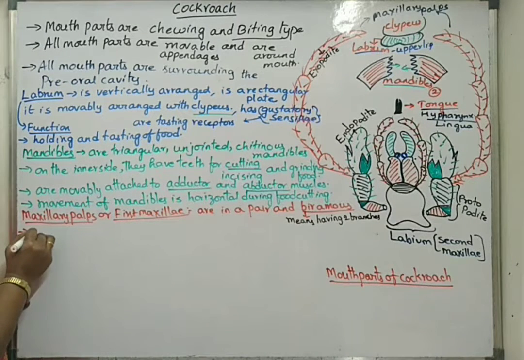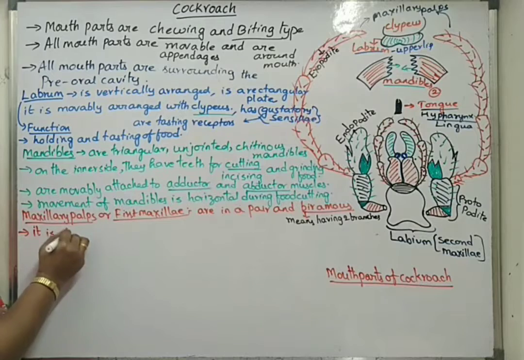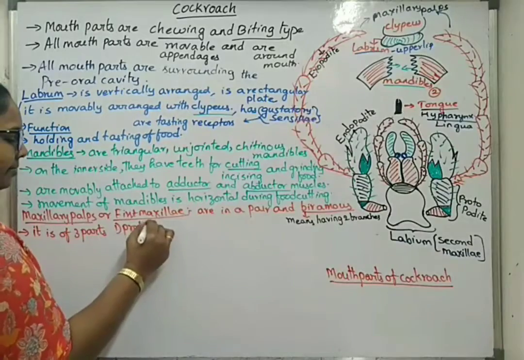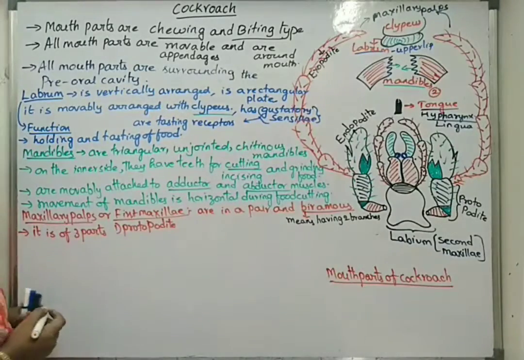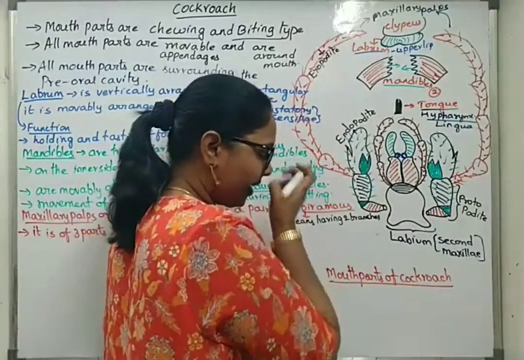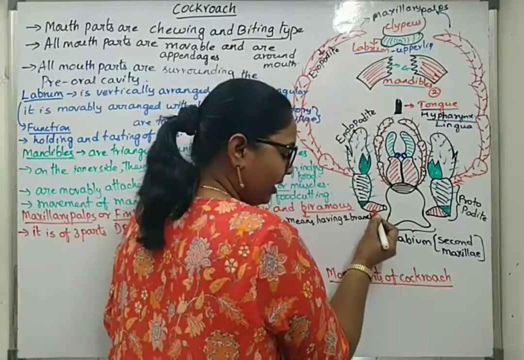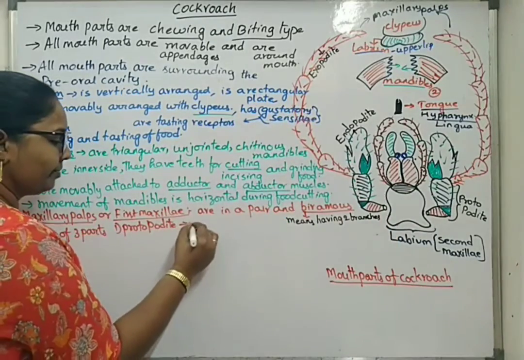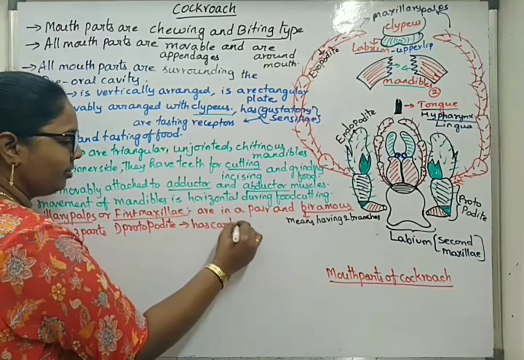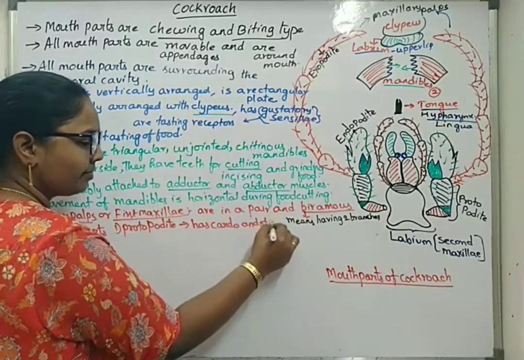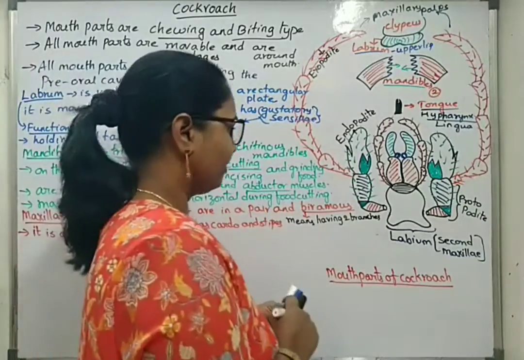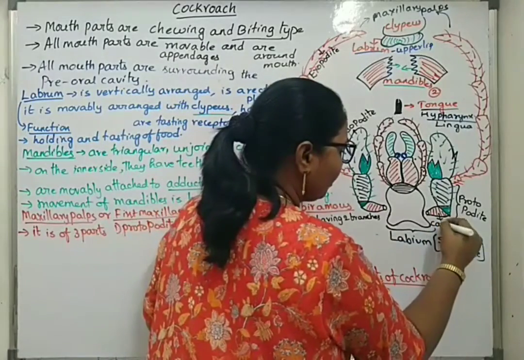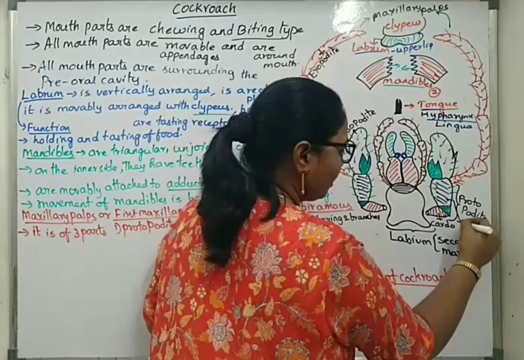First maxillae is divided into three parts. First one, protopodite. In case of protopodite, the structure is again divided into two parts. Here, this one is called cardo and this one is called stipes. I will give the labeling. This one cardo. This one stipes.